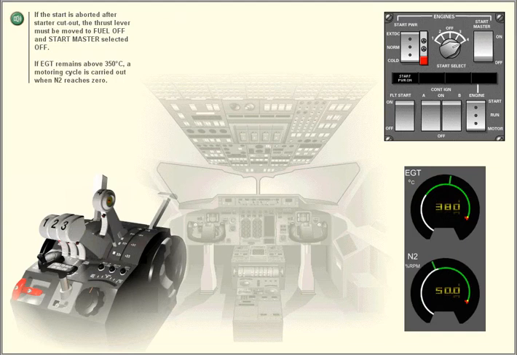If the start is aborted after starter cutout, the thrust lever must be moved to fuel off and Start Master selected off. If EGT remains above 350 degrees Celsius, a motoring cycle is carried out when N2 reaches 0.